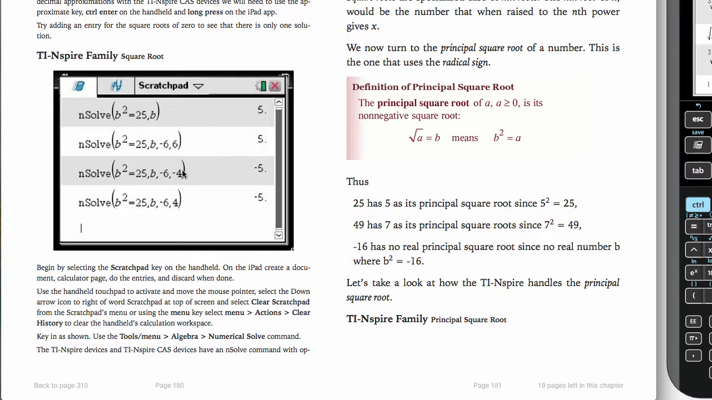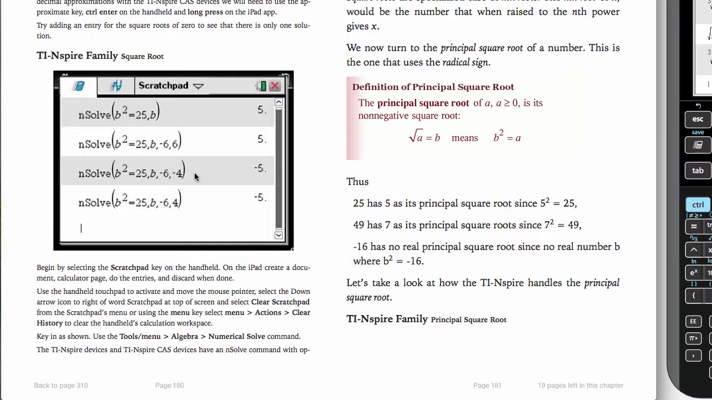But if we tell it to look between -6 and -4, it will give us the -5. Or if we tell it to look between -6 and +4, it will give us the -5. Rather than give us both the answers, it only gives us one of the answers because we tell it a range to look for the answer.